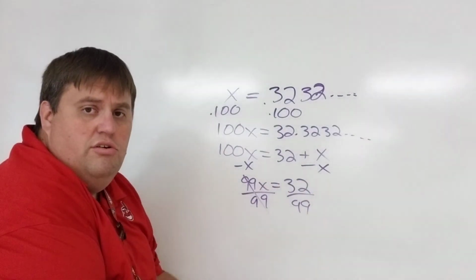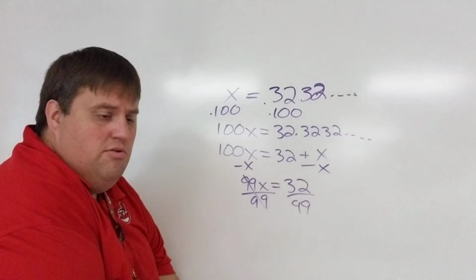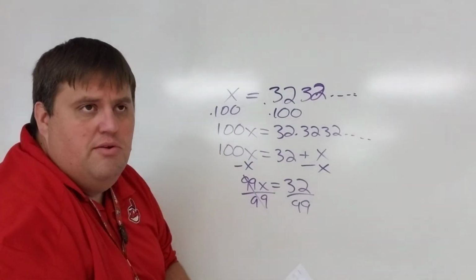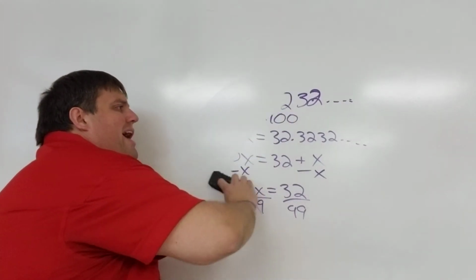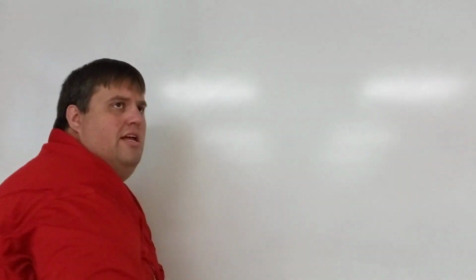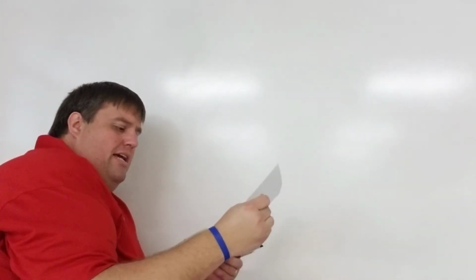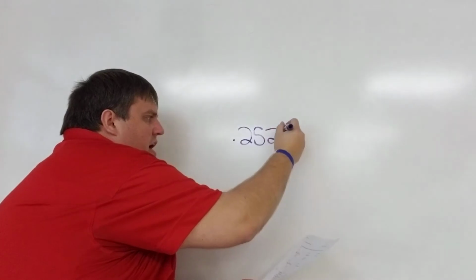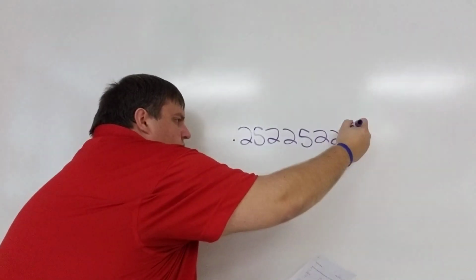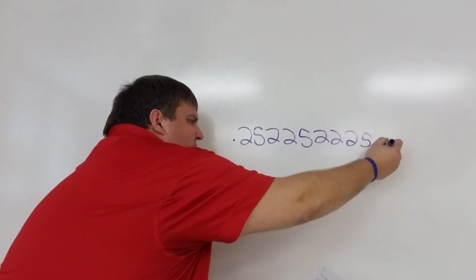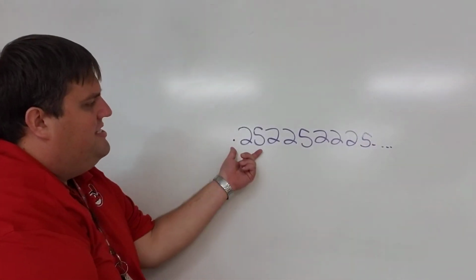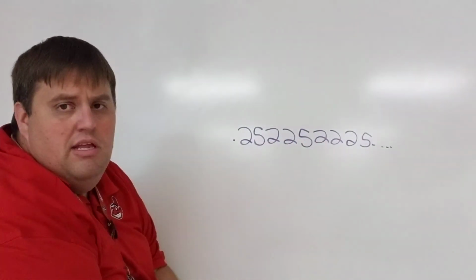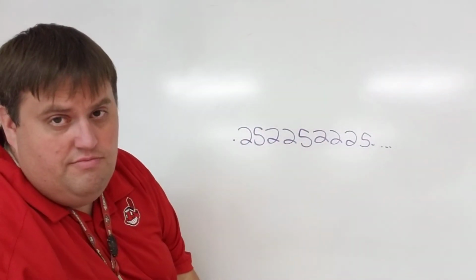So definitely rational. Here's why: because it's 32 over 99. Number 12 is irrational. Remember, this is the one I gave as an example of when they try to trick you. It's not a repeating pattern because they keep adding a 2 in there. So it goes 2, 5, 2, 2, 5, 2, 2, 2, 5. It goes on forever, but it's not the same digits over and over because they're adding a 2 each time. Irrational. Always irrational.